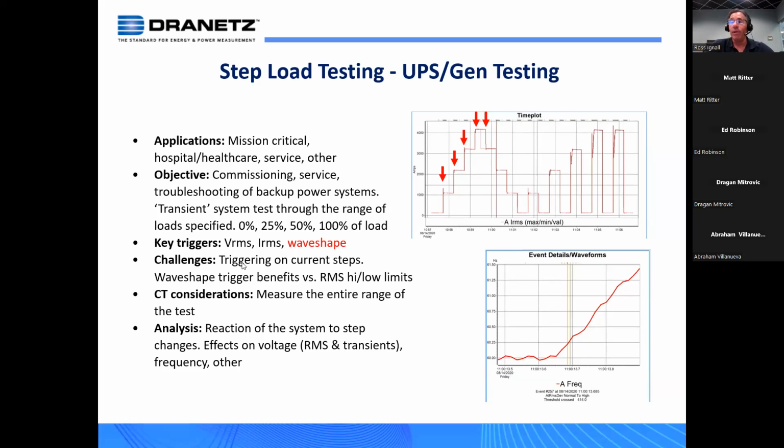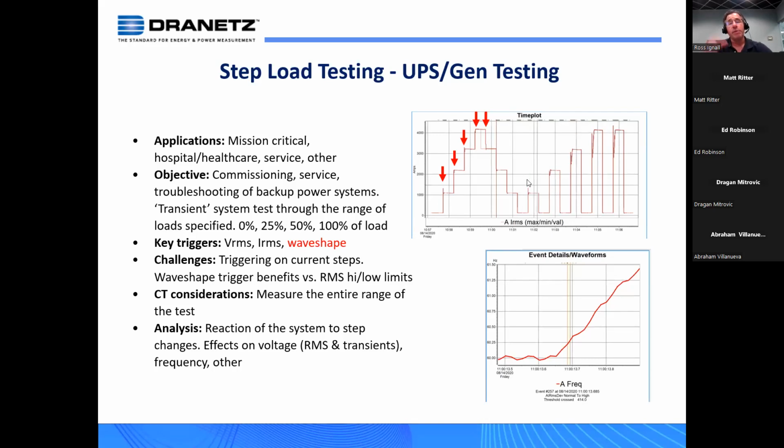So again, the challenge is triggering on those current steps, and the wave shape triggers are very, very beneficial versus the high limits, which is kind of a moving target for this. So the CT considerations are really the same as anything else. Does it measure this entire range? Can I measure down in the 25% and all the way up to 100% of my load, with a little bit of headroom, because you can see there's some overshoot here. So you want to be able to capture this.